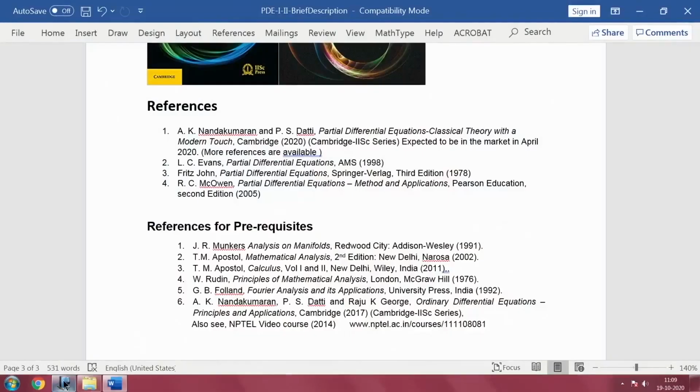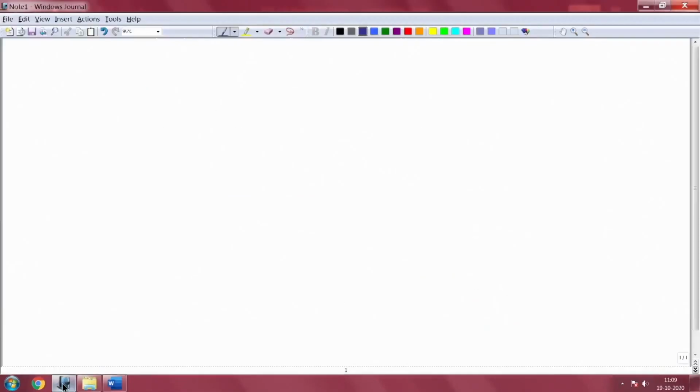Now, let me start with the course. We will start with this a little bit, and explain more. One of the important things we require is the multi-index notation.